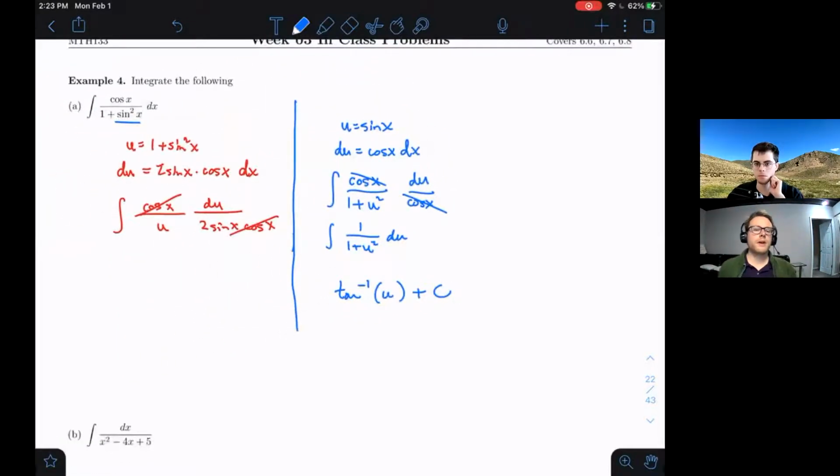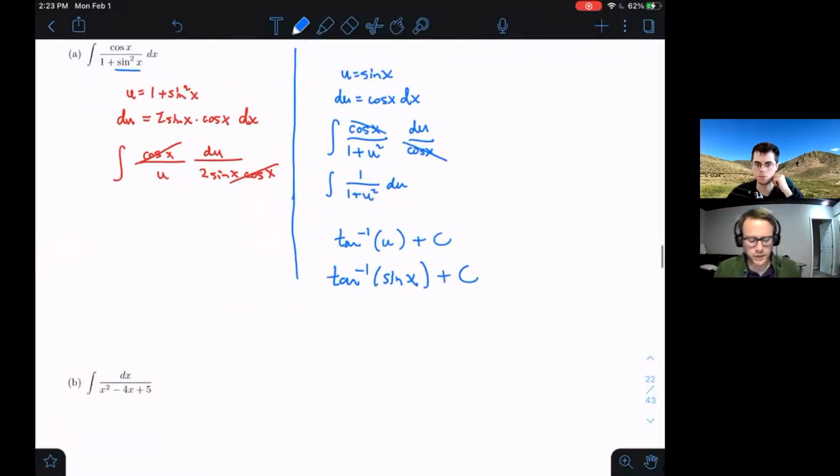And so now we can go ahead and plug in, instead of u, sine of x, plus my constant of integration.